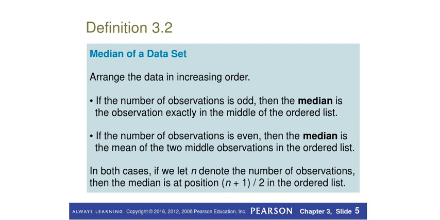But if we have a number of observations that's even, then what we're going to do is take the two middle observations, add them together and get their mean, and we consider that to be the median of that data set. So it's a little bit different if we're talking about an odd number of pieces of data or an even number of pieces of data. But in both cases, what we're looking for is the (n+1)/2 position in the data list. So we call that a median.